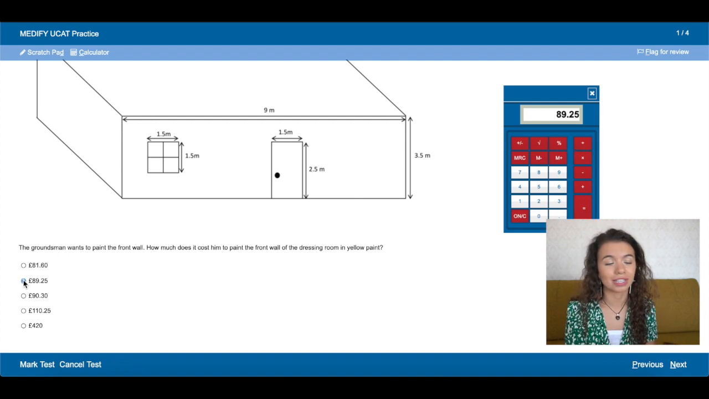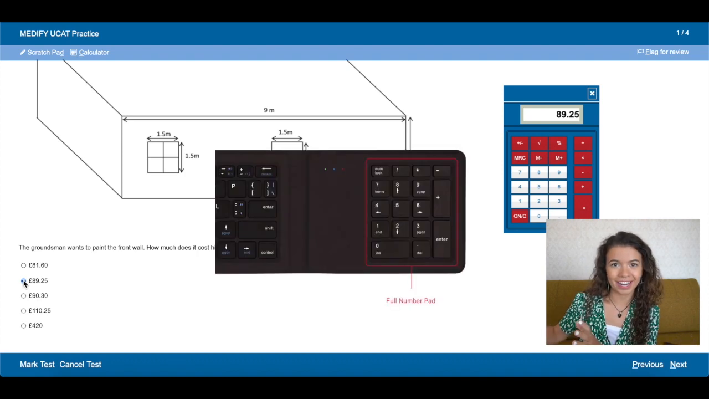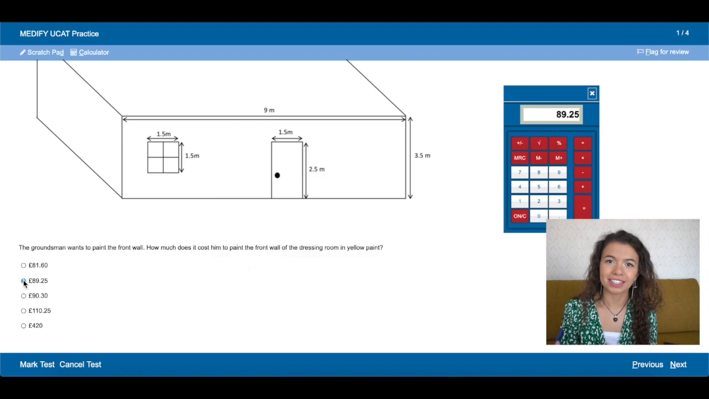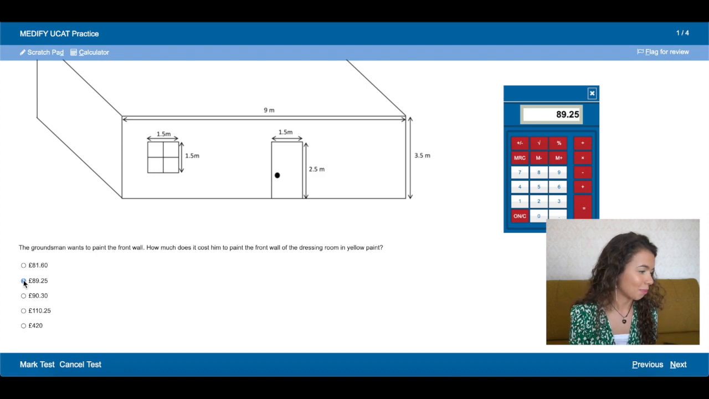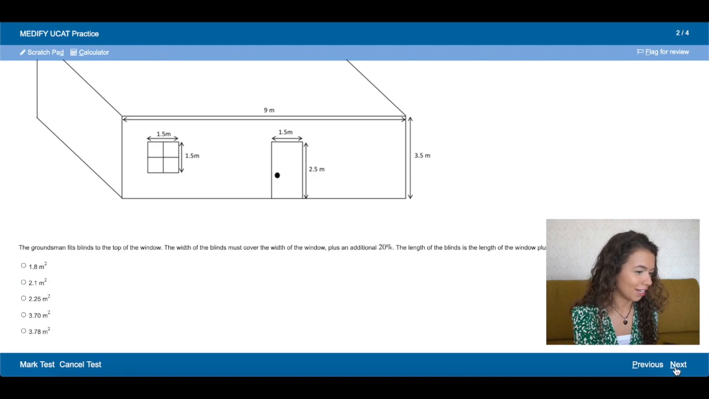Something else I want to mention is that if you have an extended keyboard, that'll be really helpful to practice with, because in the official UCAT test centres you're given a long keyboard with a number pad on the far right, and that is so much easier to use than pressing like that on my laptop. Obviously I don't have access to one right now, so we make do with what we have. Anyway, next.